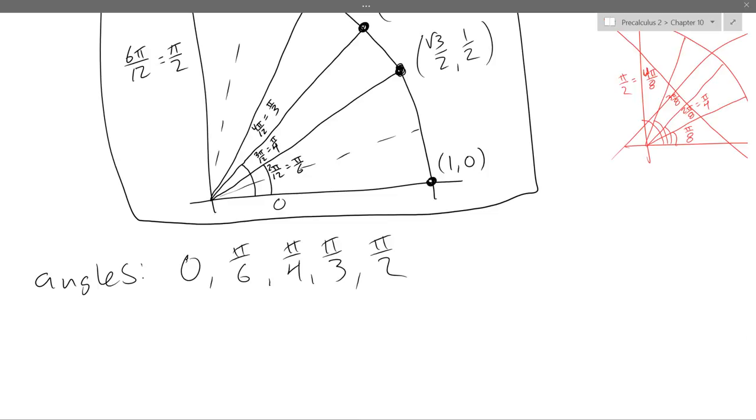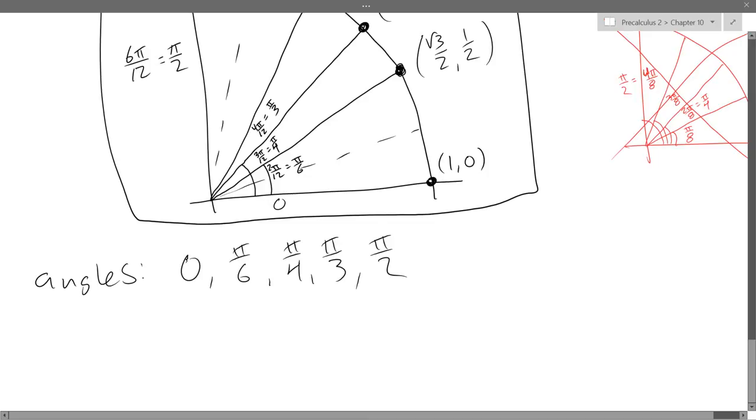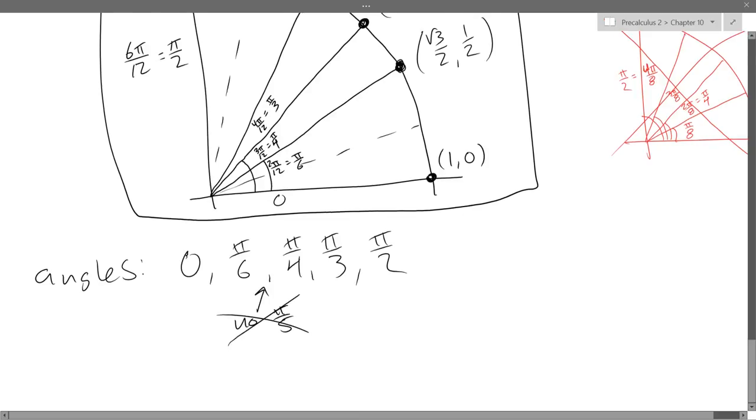So we didn't have a pi over 5. There's no pi over 5 in there. Don't think about pi over 5, even though it looks like it almost should go pi over 6, pi over 5, pi over 4, 3, 2. There's no pi over 5 there. It's not one of the angles.